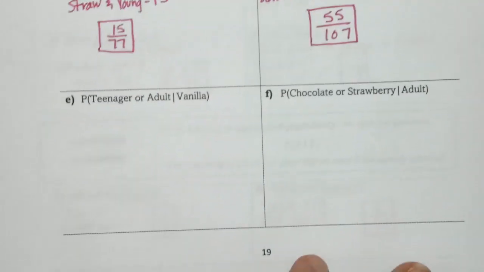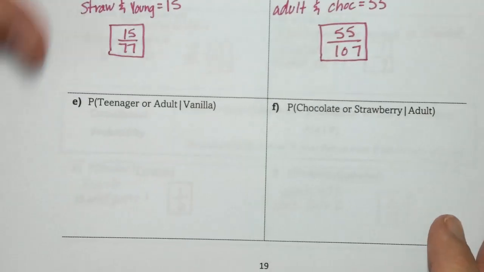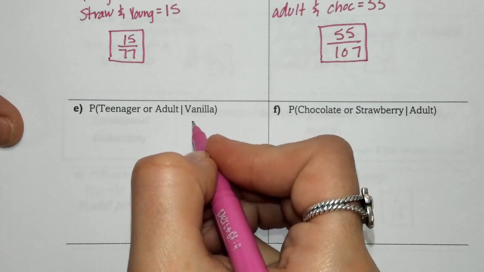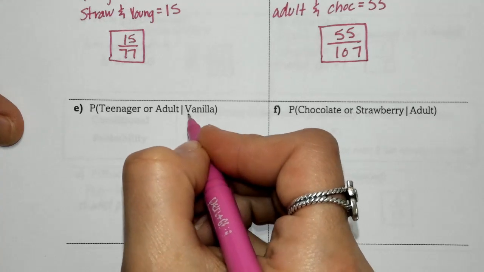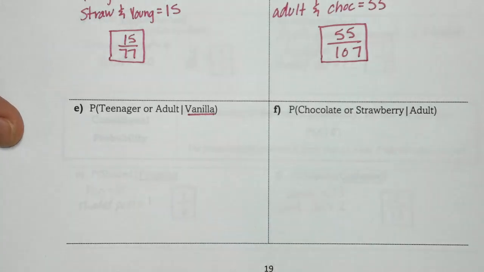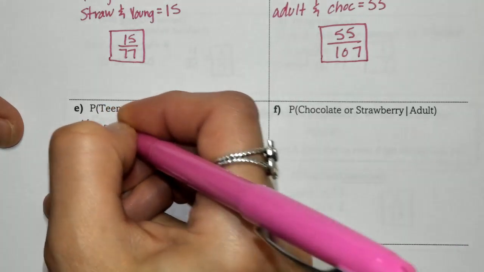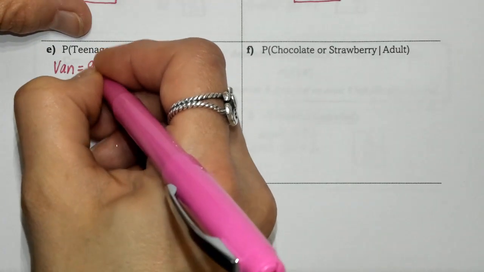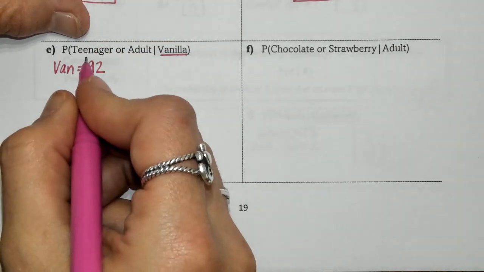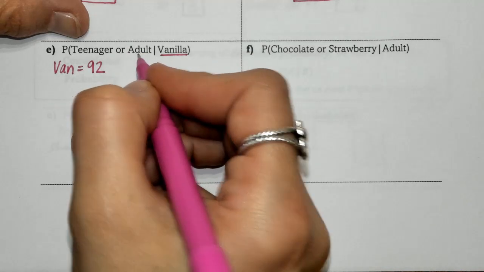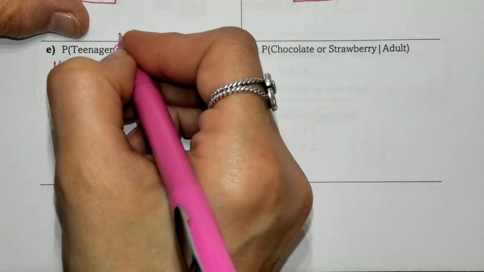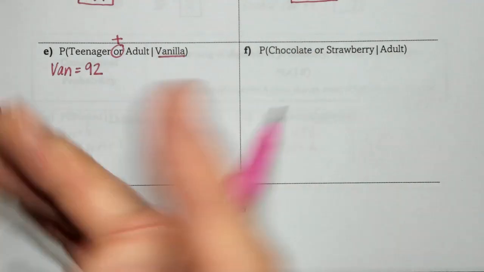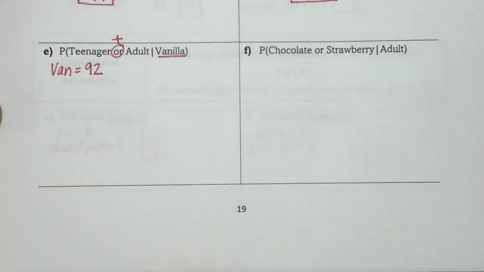Now this next one is going to kind of combine what we've been doing. So here we're going to start off with vanilla, all right? So we want to start off with this vanilla. This is our given. So let's look at how many total vanilla we have. All right, starting off the exact same. How many total vanilla? We have 92. Now we want to look at teenager or adults. So we need to take teenager and the adult, and we need to add these together. We want a teenager or adult, so we need to combine those, but only the ones that like vanilla. Okay, so that's the thing, only the ones that like the vanilla.